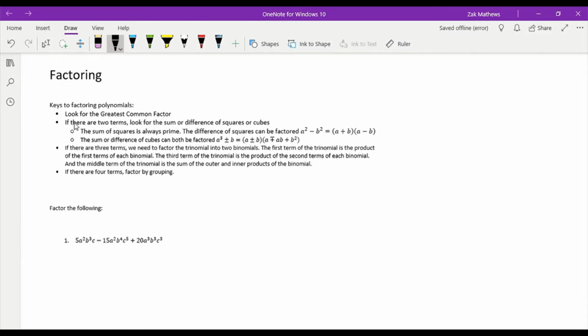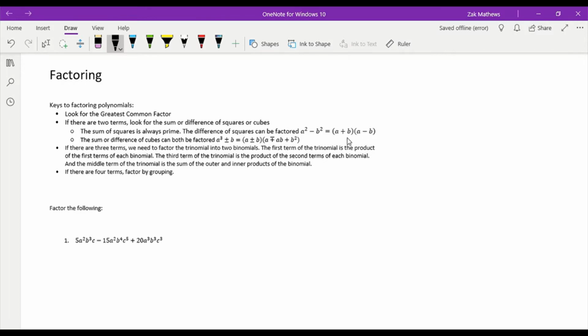Next, we're going to pay attention to the number of terms the expression or the polynomial has: 2 terms, 3 terms, or 4 terms. If there are 2 terms, we're going to look to see if it's the sum or difference of squares or of cubes. If it's the sum of squares, it is prime. We can't factor it. It's done. If it's the difference of squares, we can factor it. a squared minus b squared equals (a plus b)(a minus b).